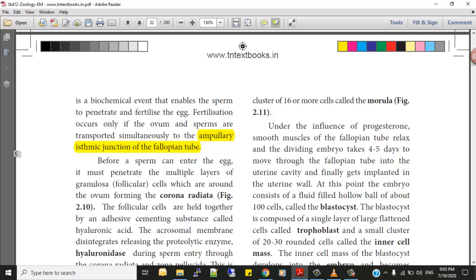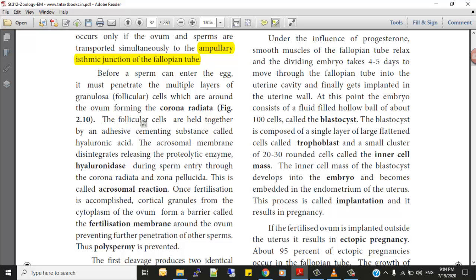Before a sperm can enter the egg, it must penetrate the multiple layers of the granulosa follicular cells which are around the ovum, forming a corona radiata. You know that we have already studied the structure of ovum, and we have 3 layers, isn't it? Corona radiata, zona pellucida, and plasma membrane. And the follicular cells are held together by adhesive cementing substance called hyaluronic acid. Okay. The acrosomal membrane disintegrates, releasing the proteolytic enzyme hyaluronidase.